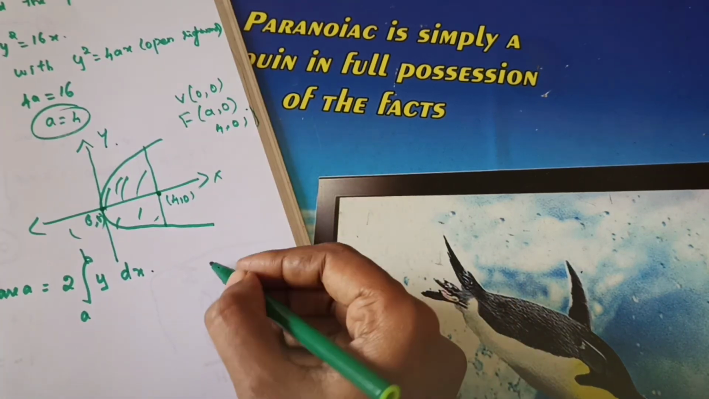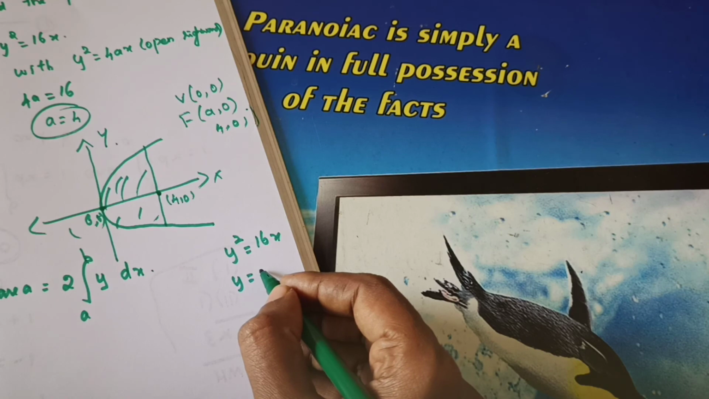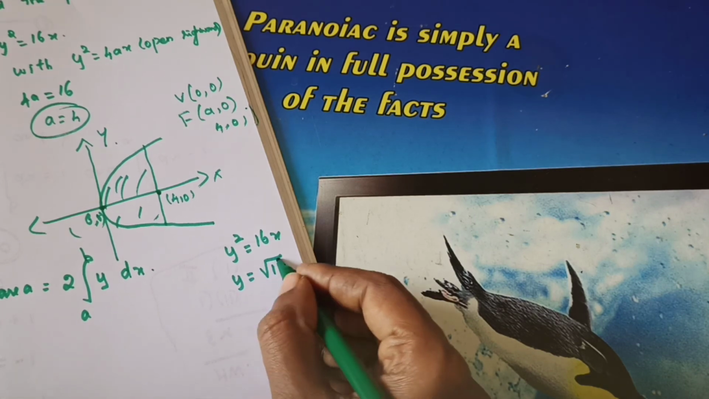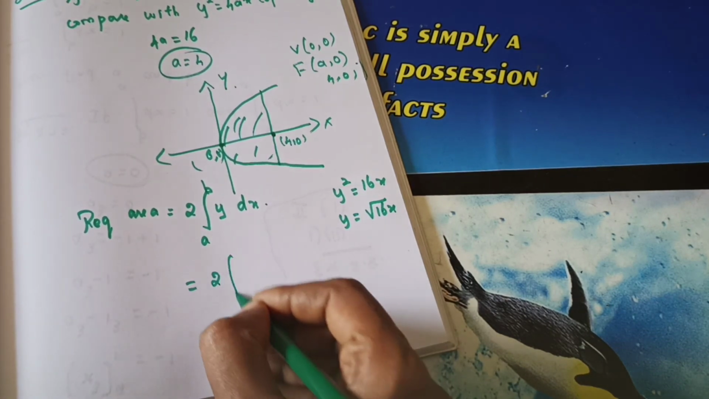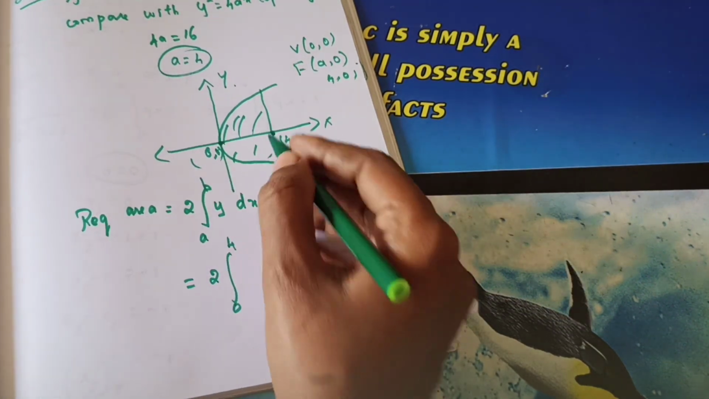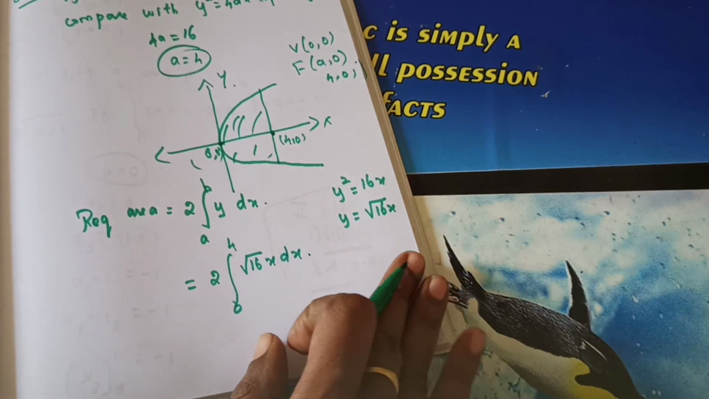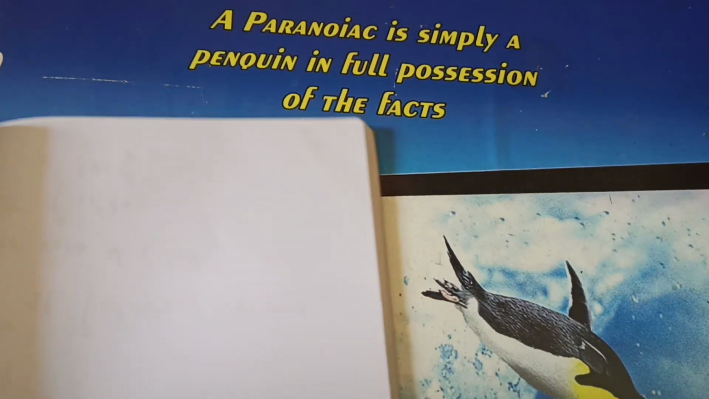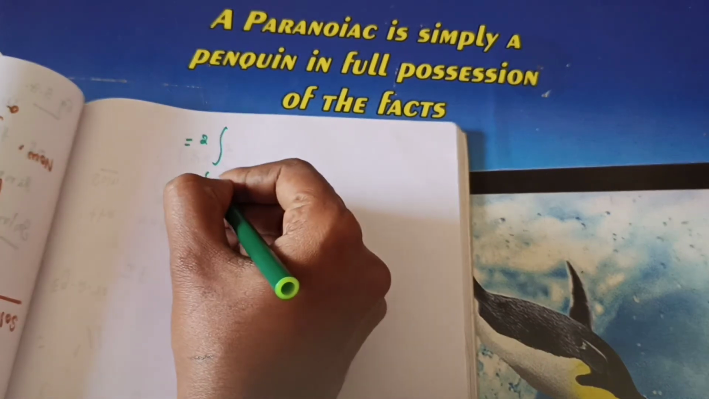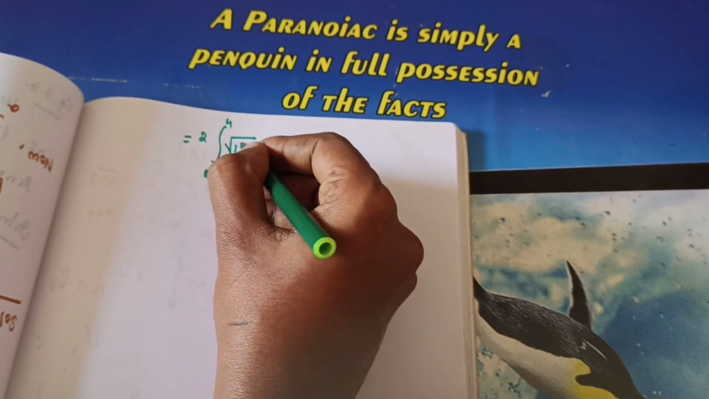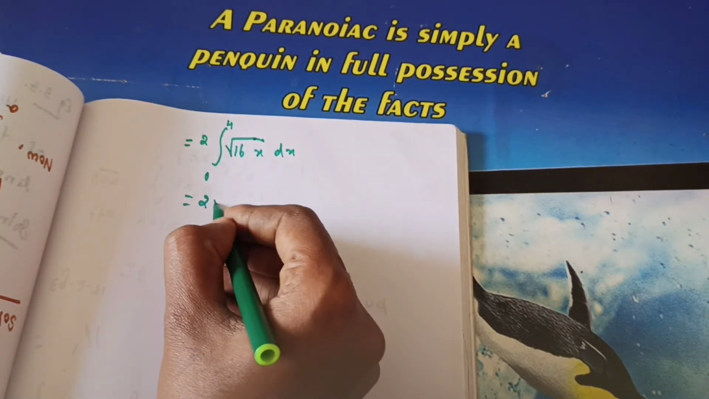So y square is equal to 16x. So what's the y value? Square root of 16x. Okay. 2, 0 to 4. Correct? 0 to 4, square root of 16x dx. Okay. I am writing the same step again: 2 into the integral of 0 to 4 of square root of 16x dx. Take the root 16 outside.